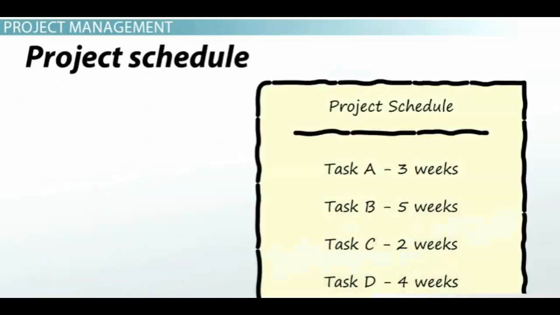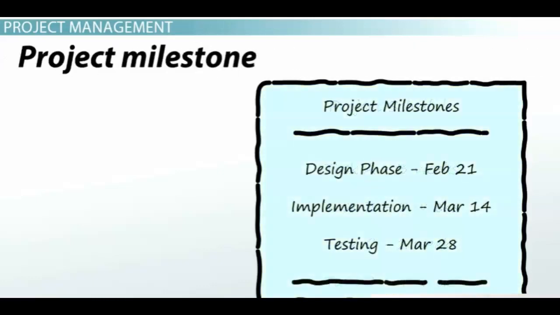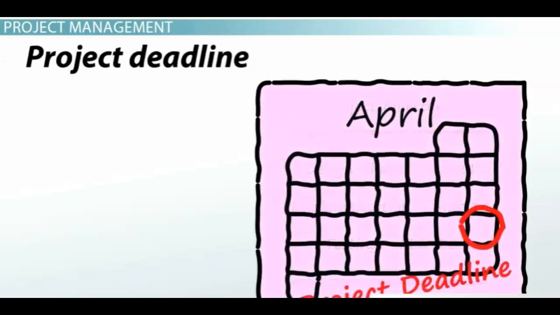Project schedule: a detailed description of the tasks to be completed. For each project activity, the schedule describes the resources to be used and the expected completion dates. Project milestone: a critical date for the completion of a major component of the project. Typical milestones in system development are design, coding, testing, and implementation. Project deadline: the date when the entire project should be completed and implemented.